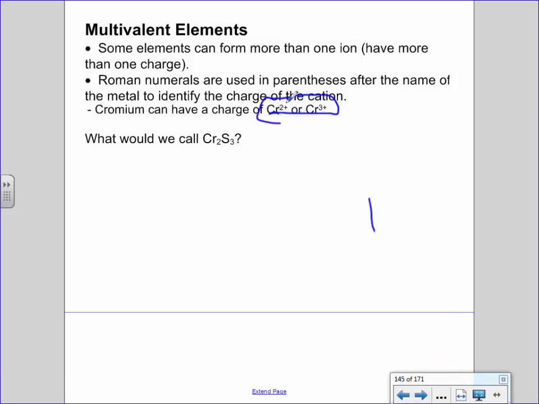This makes it really confusing because we have to know which charge we use. So what we do is we use Roman numerals to tell us which version of the ion there is. So I want to talk about this compound here. This is chromium and sulfur. Normally, this would be the easiest compound to name. We would just call it chromium, and then sulfur would be sulfide.